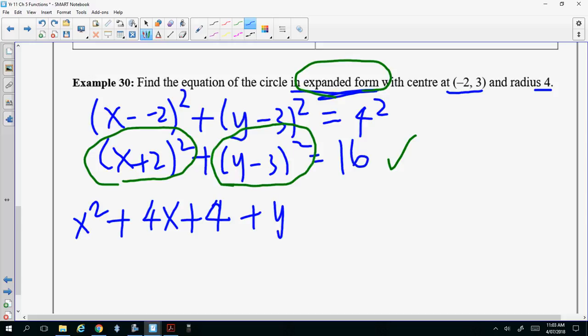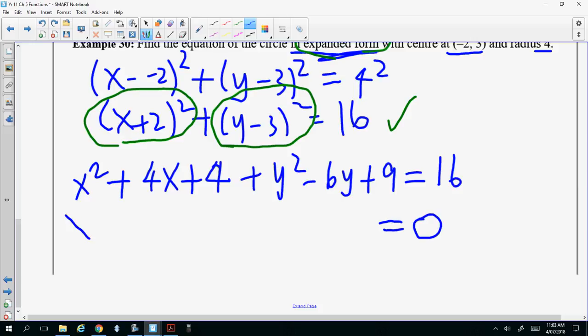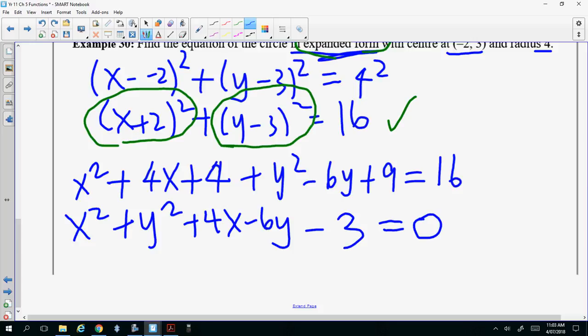And then when they say expanded form, they mean making the right side 0. So move all terms to the left. So you get x squared plus y squared plus 4x minus 6y, then 4 plus 9 is 13, minus 16 is minus 3. So that's called the expanded form. Expanded form means they want you to expand everything. All right, any questions? So it's pretty straightforward.